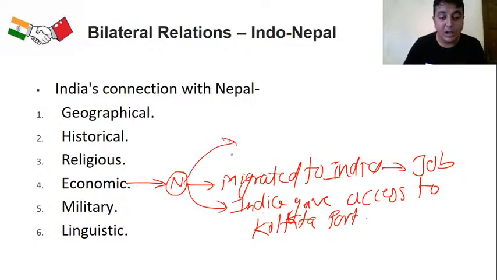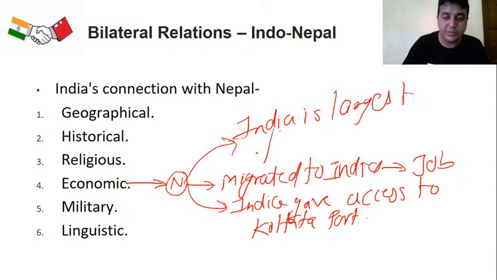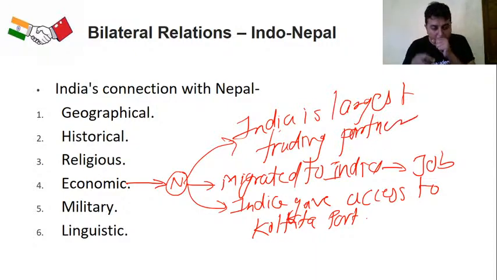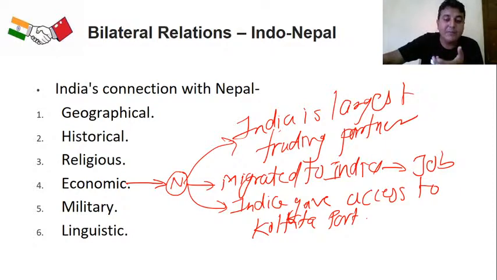That is an economic contact. Along with that, India is the largest trading partner. Yes. So most Nepalis want to grab good opportunities, so for the best opportunities they are coming to India, and India is providing employment to them. Along with that, India is the largest trading partner. Along with that, India gave access to the port, as Nepal is a landlocked country and if they want to trade with the world, they don't have a port. So India gave access to them. That is also one aspect of it. Clear? There is even one more economic aspect.